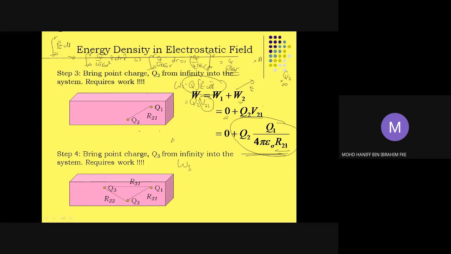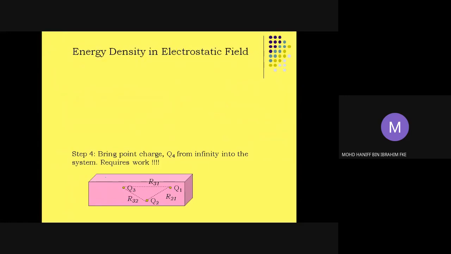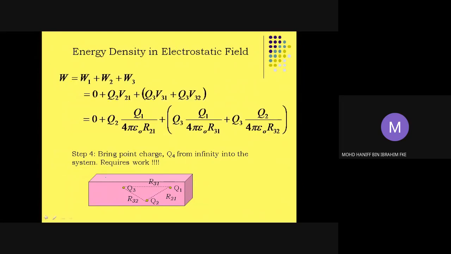So as such, the total work W should be given by this equation. This is the total work so far. Total work will be W1 plus W2 plus W3. W1 is to position Q1, W2 is to position Q2, W3 is to position Q3.